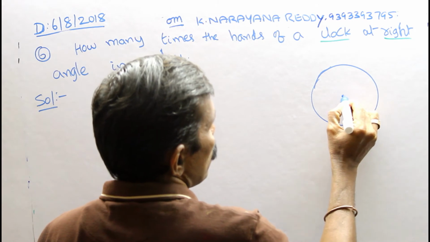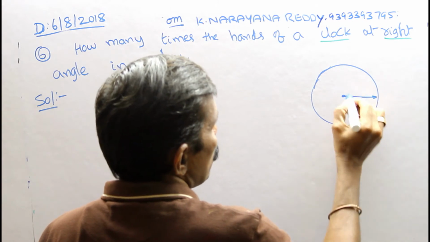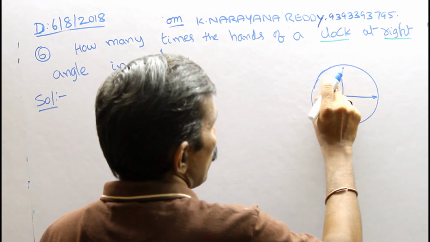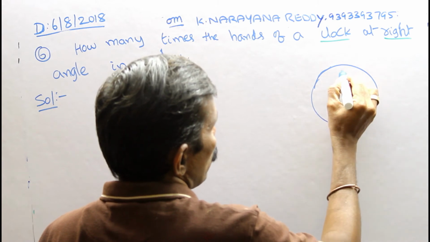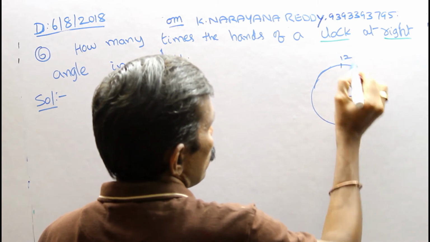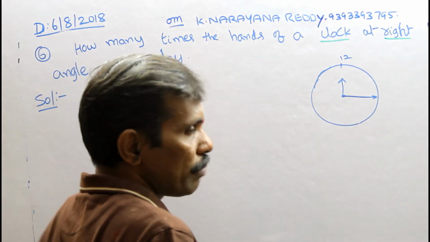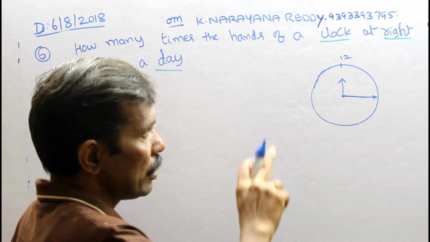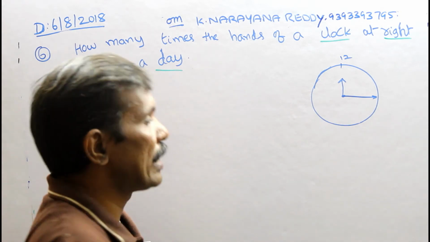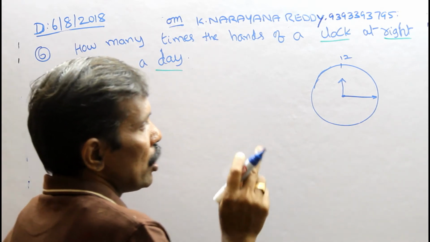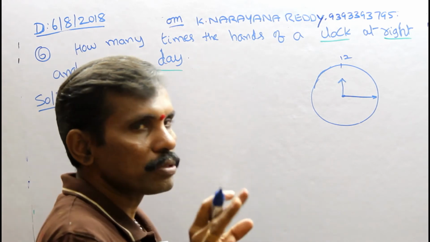See here, this one. Right angle means this one. Okay, 12. Okay, this is right angle. That means 90 degrees between those two hands. That means those are right angles how many times in a day?